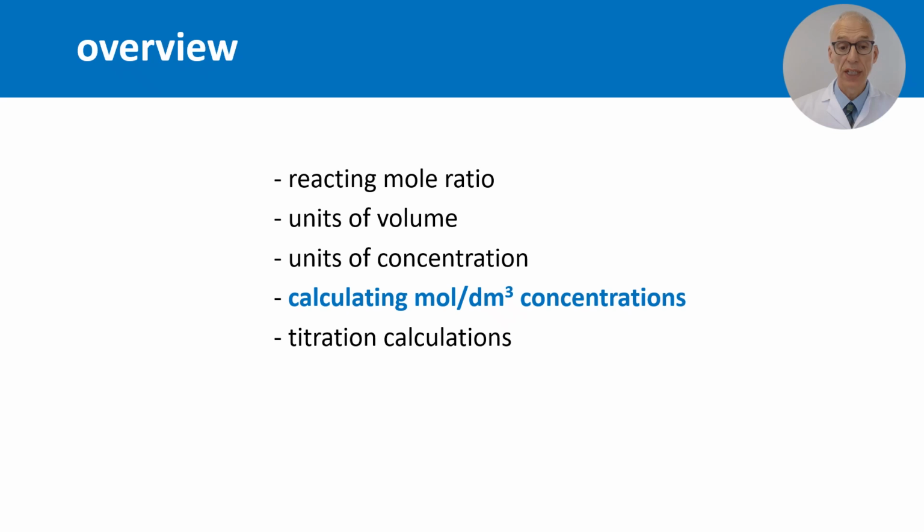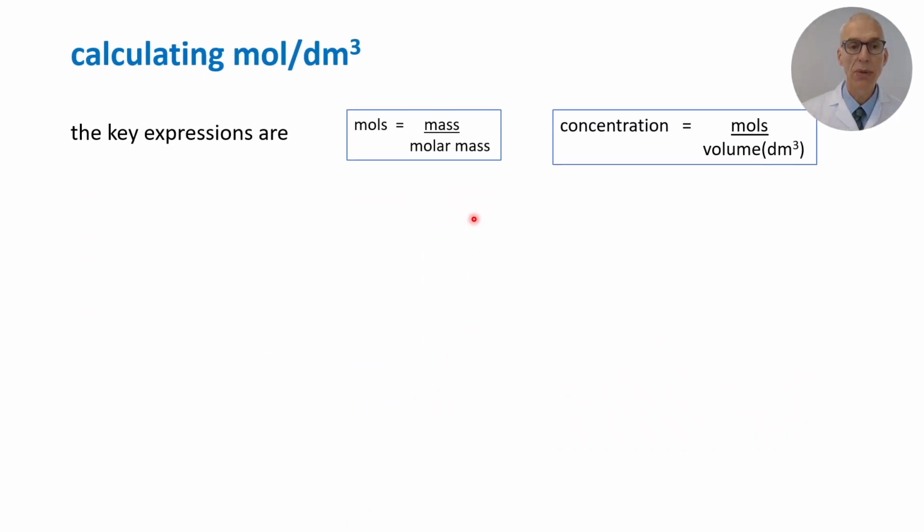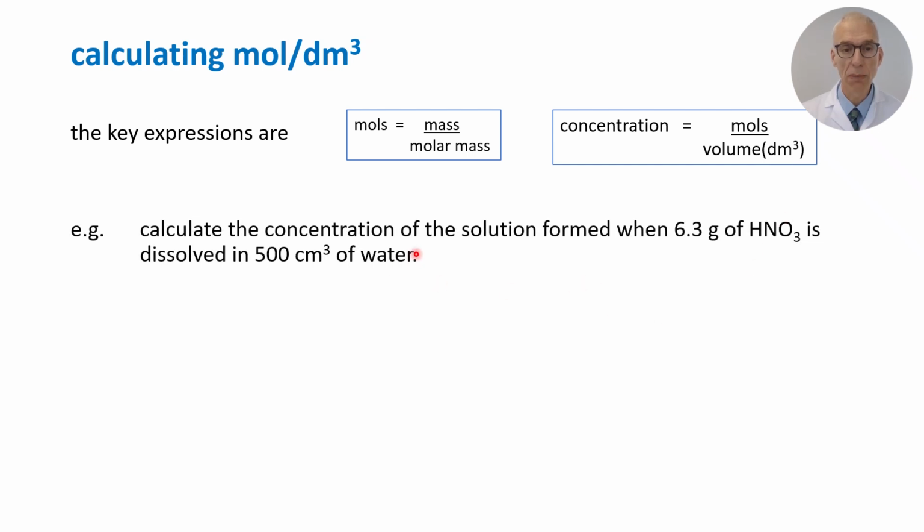So calculating moles per decimeter cubed concentrations from raw data. Interpreting raw data, the key expressions are, of course, that the number of moles is the mass of solute divided by its molar mass, and that concentration is moles divided by the volume in decimeters cubed. So let's take an example. Calculate the concentration of the solution formed when 6.3 grams of hydrogen nitrate is dissolved in 500 centimeters cubed of water. So I'll walk you through this.